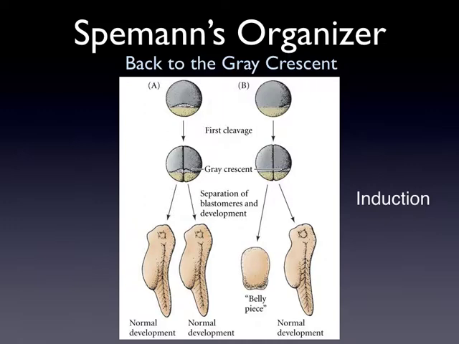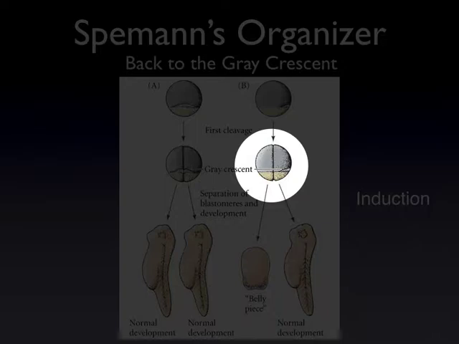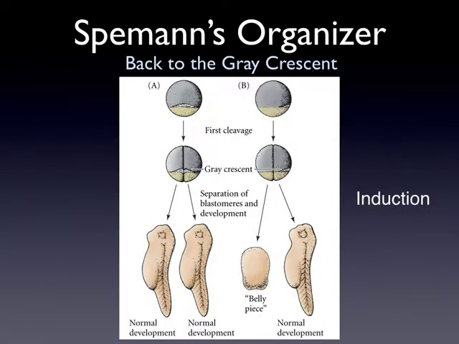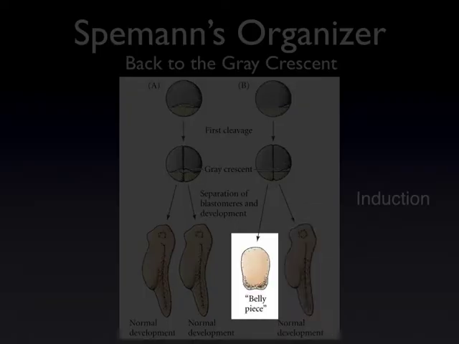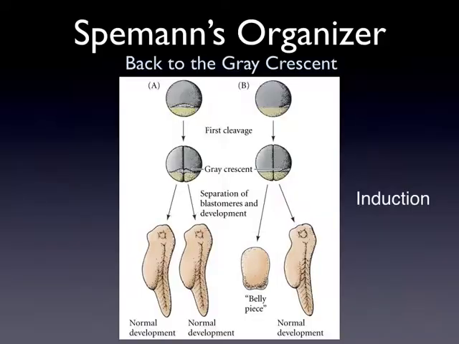If, however, you draw the slip knot tight 90 degrees out of phase with the gray crescent, so that one blastomere gets the entire gray crescent and the other blastomere gets no gray crescent, and that's illustrated for you in the diagram here, then what happens is you get one embryo from the blastomere that had the gray crescent that appears normal, and the other one is what they called a Bauchstück, German for belly piece, and it's essentially a ventralized bit of tissue that has no dorsal structure at all. Okay, so one normal and one belly piece. And the normal was from the blastomere that had the entire gray crescent in it.